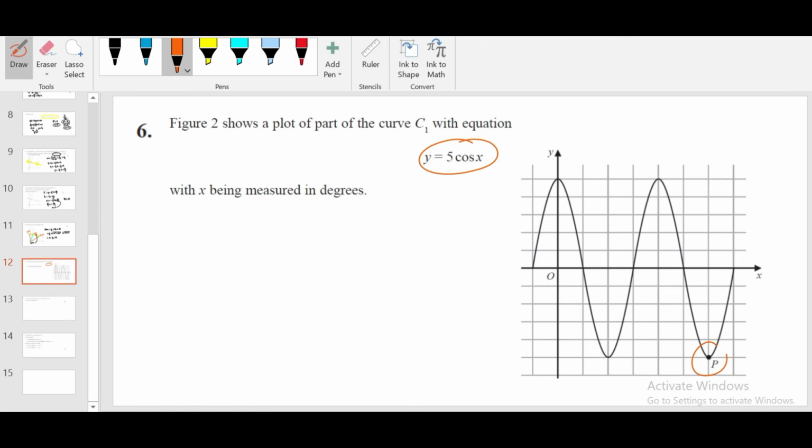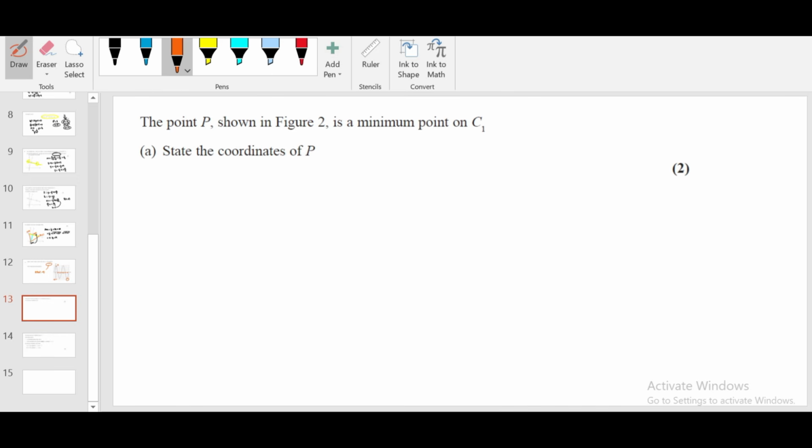So if you multiply the cos graph by 5, the maximum point will be 5, minimum point will be negative 5. So in the cosine graph, this will be 90, 180, 270, 360, 450, 540, this one. So the point P would be 540 degrees, negative 5. That's the answer for part A. Simple as that. You just need to know the graph, that's all. So let's move on to the next part.